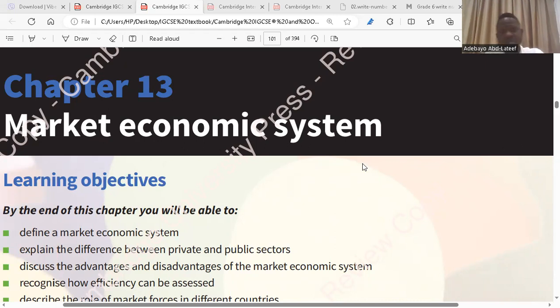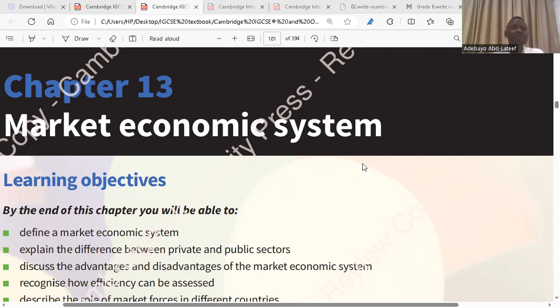We'll go to economics chapter 13, market economic system. When we talk about market economic system, we're talking about an economic system where resource allocation is being determined by the market forces of demand and supply. Which means resource allocation is being determined by individual firms. You get it? Because when we talk about demand and supply, we're talking about firms and consumers.